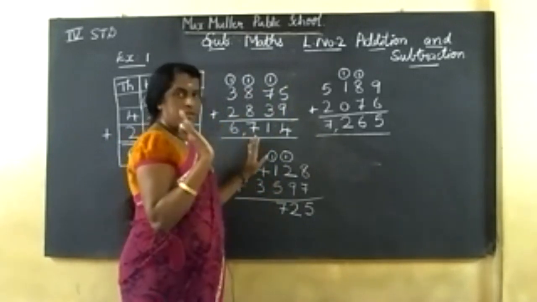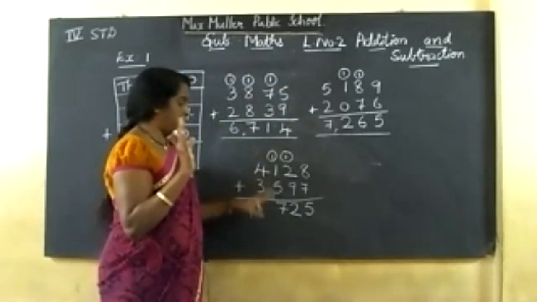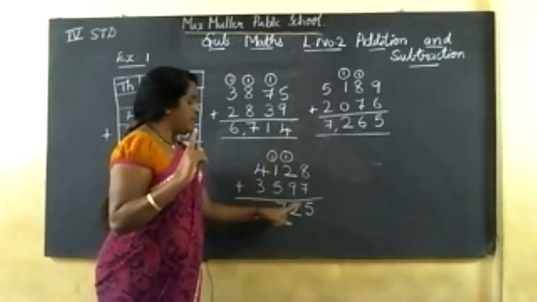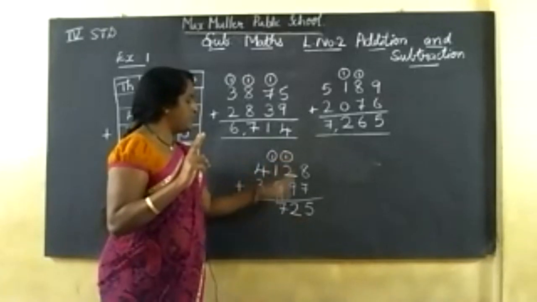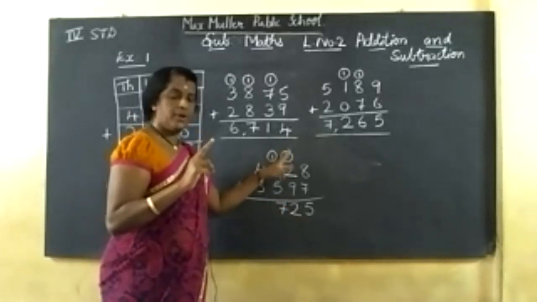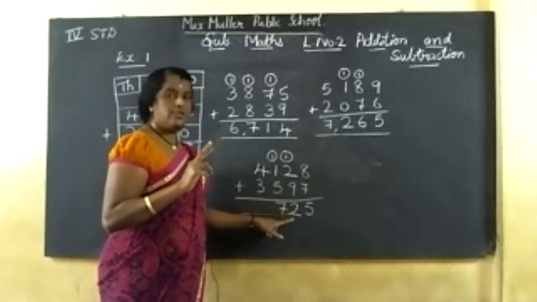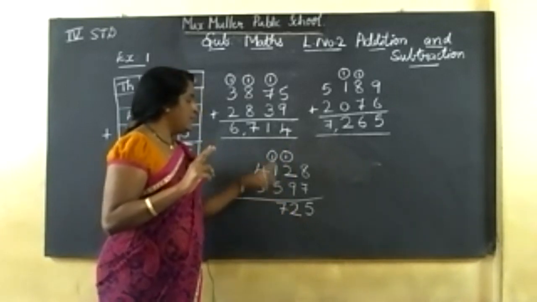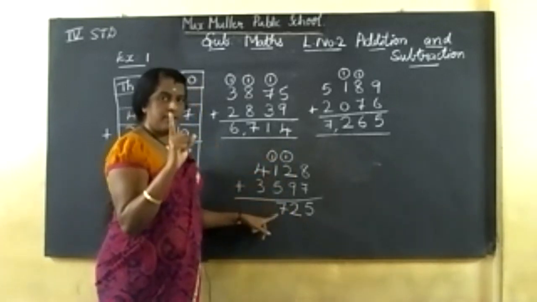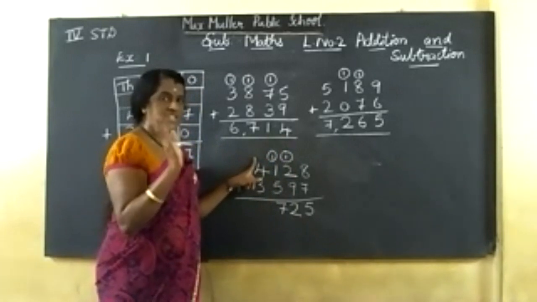Don't put carry. You should not put carry for next number because one number it came. If two numbers come, you should put carry. You should count this carry number also, add that, and write the answer over here. So here when I count, one number it came. So I won't put carry for next number.